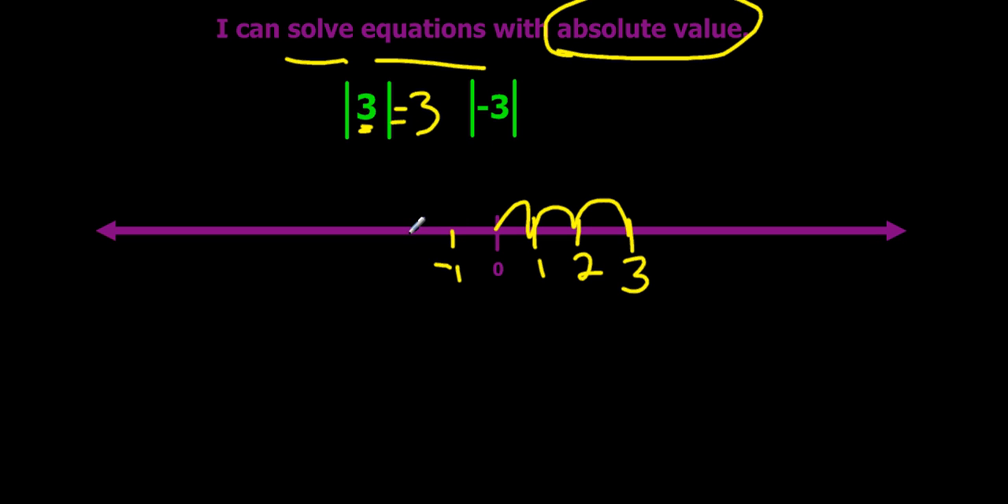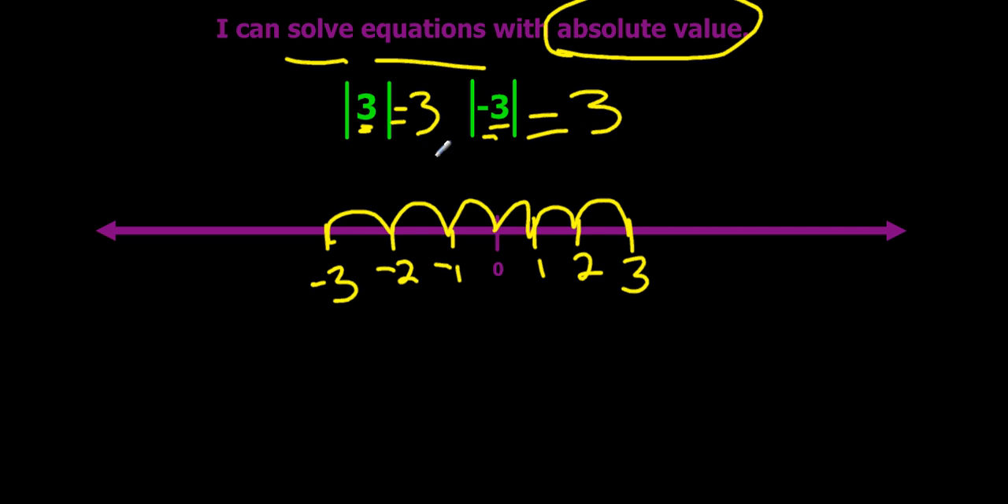And then I can think about the absolute value of negative 3. How far is negative 3 from 0? I go 1, 2, 3. Oh, look at it. Both of them have an absolute value of positive 3.